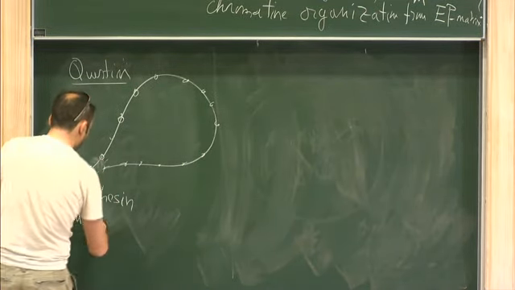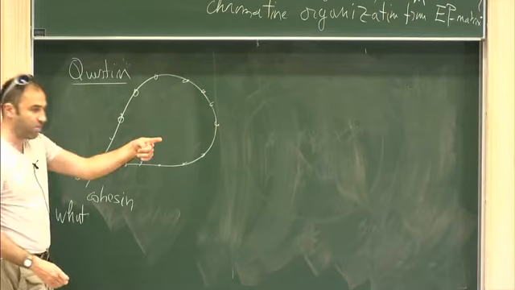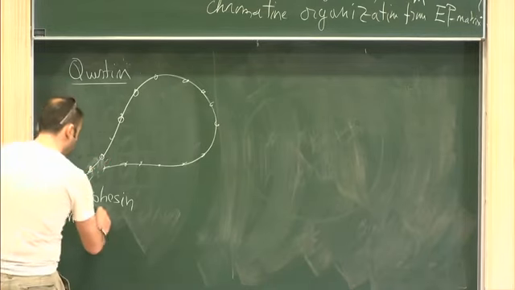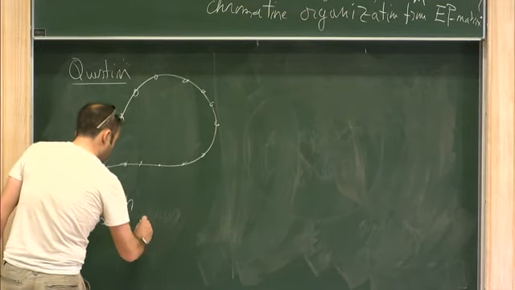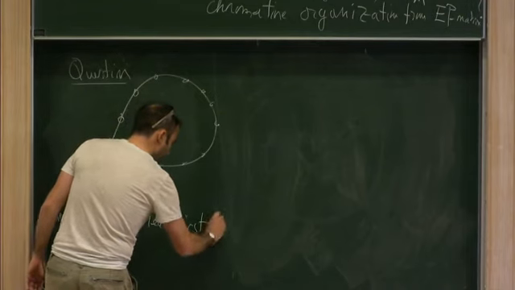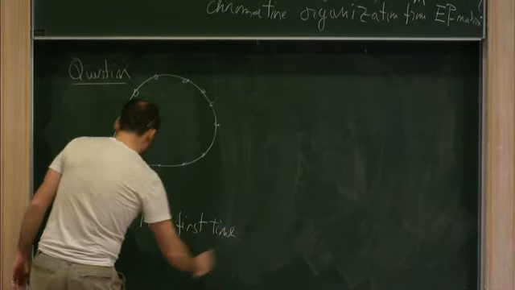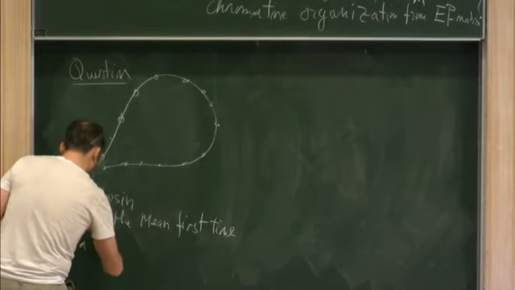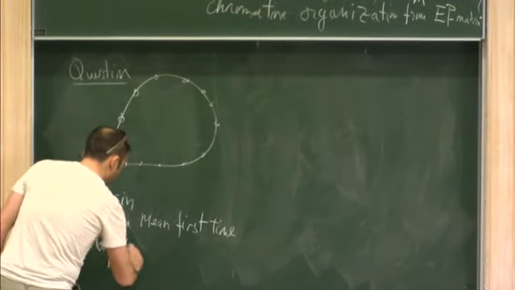what is the rate of looping? Or 1 divided by the rate is the time. So what is the mean first time for a loop to be generated?